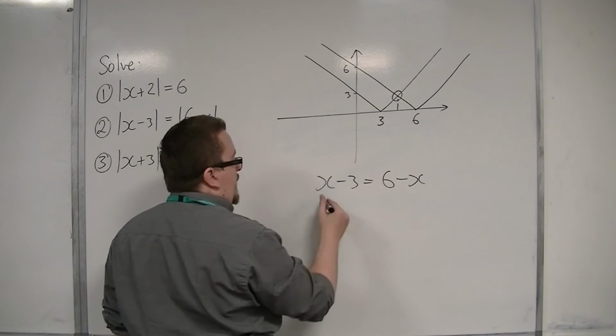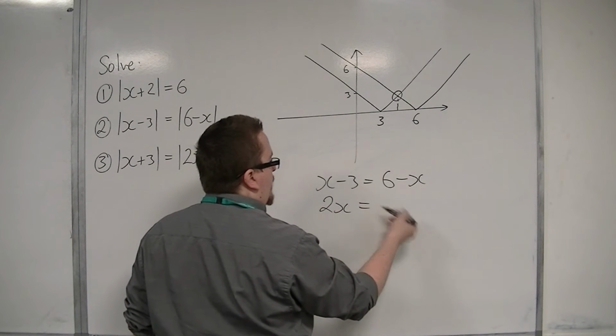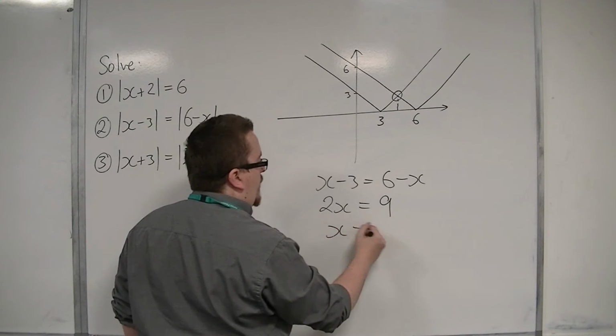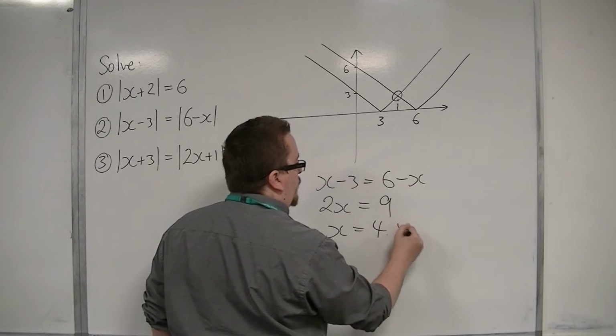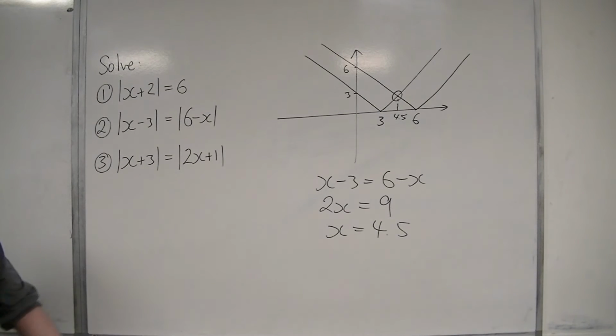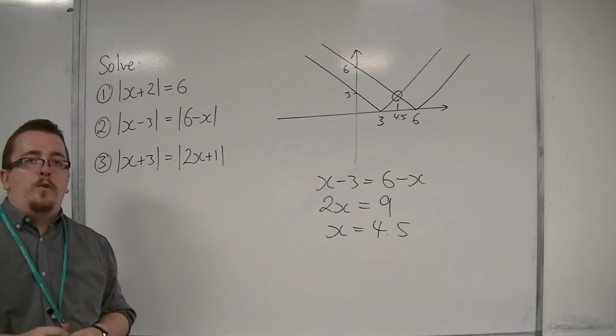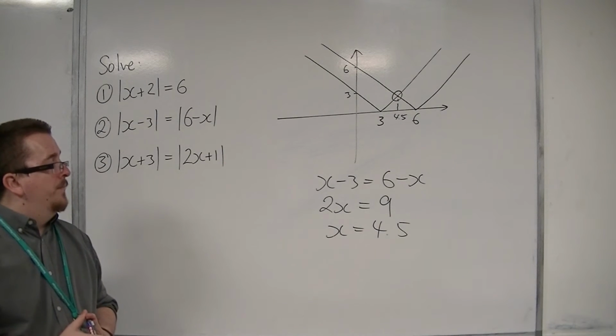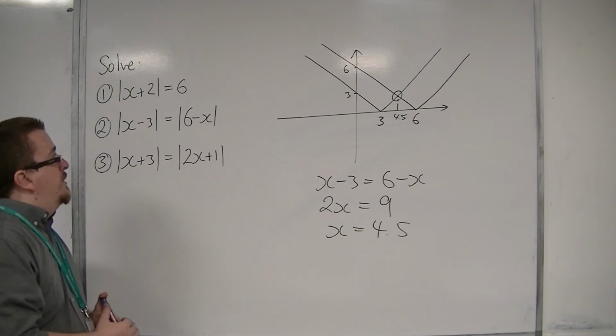So we can add x to both sides, add 3 to both sides, which would be 9, and so x is 4.5, or 9 halves. Or from the graph, you can actually see through symmetry that that point must be 4.5, halfway between the 3 and the 6. So that's how we can do question 2.